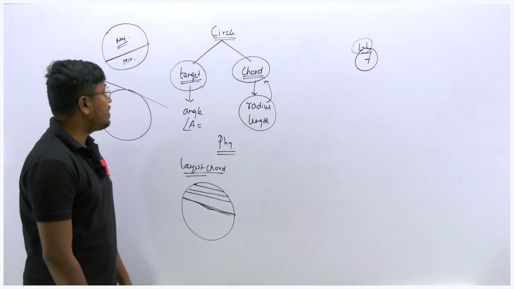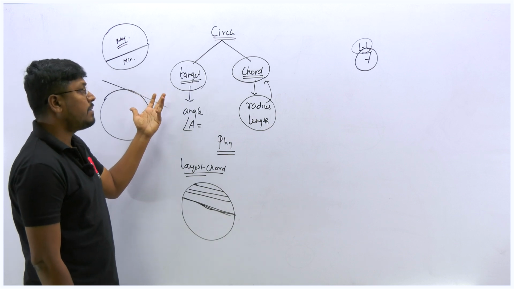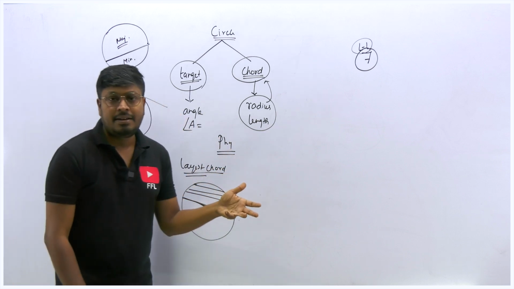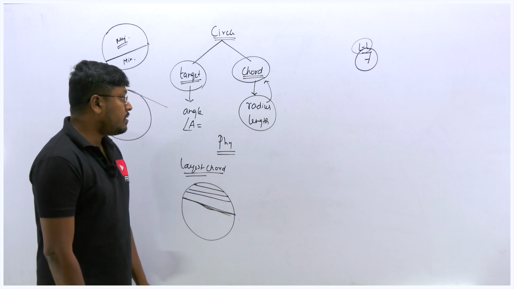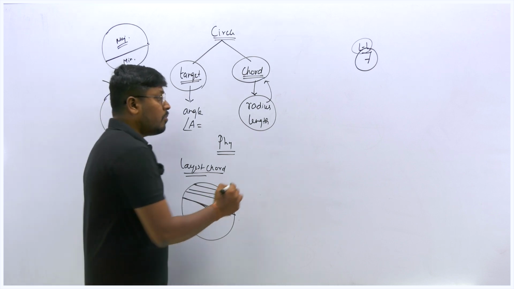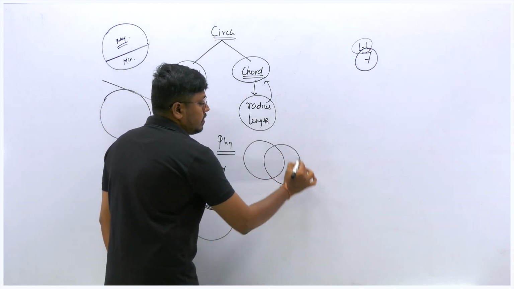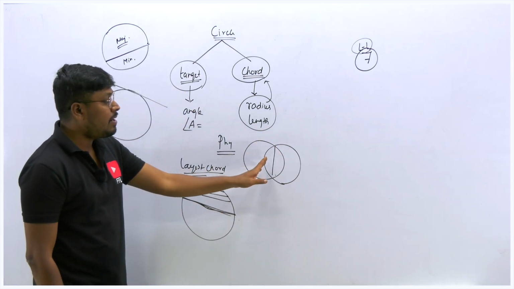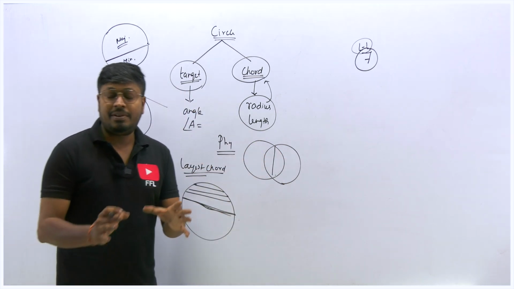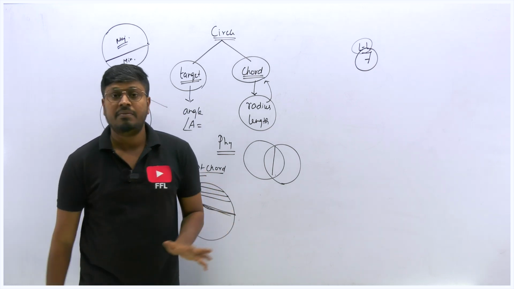And then major segment, minor segment, major area, minor area, those kinds of things are there. And if you take a chord, 2-circle-based questions are more important. So circle 1, circle 2, common chord, those kinds of questions are important. Everywhere you have to use Pythagoras. We will be using only the Pythagoras theorem to solve a question.